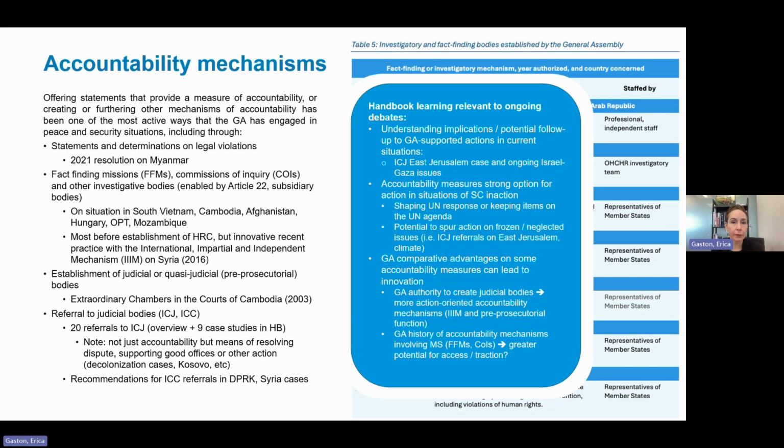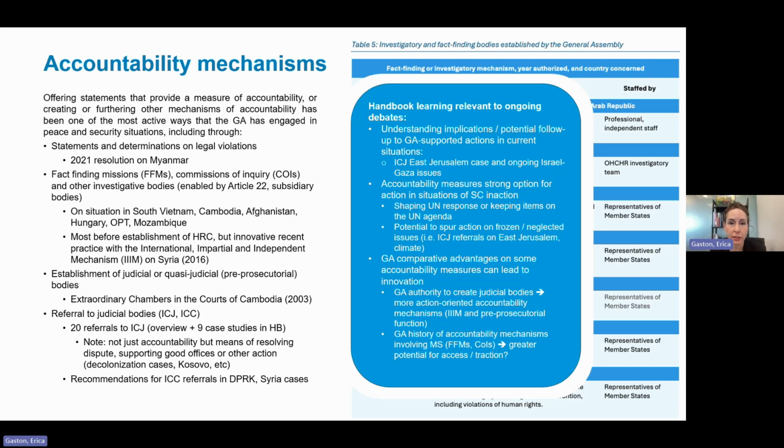Another example from the accountability mechanisms of how this could be relevant today. Again, it's important for understanding the ongoing debates. So one of the cases that the General Assembly referred to the ICJ was over Israel's policies and practices in East Jerusalem. That decision came out this summer. It's also still a case study in our handbook, and it is something that's an active point of discussion in terms of both within the GA and outside of it. Are there ways to follow up on that case? So looking to what was behind the GA's decision to refer that matter, what happened in the case, can help inform those discussions today.